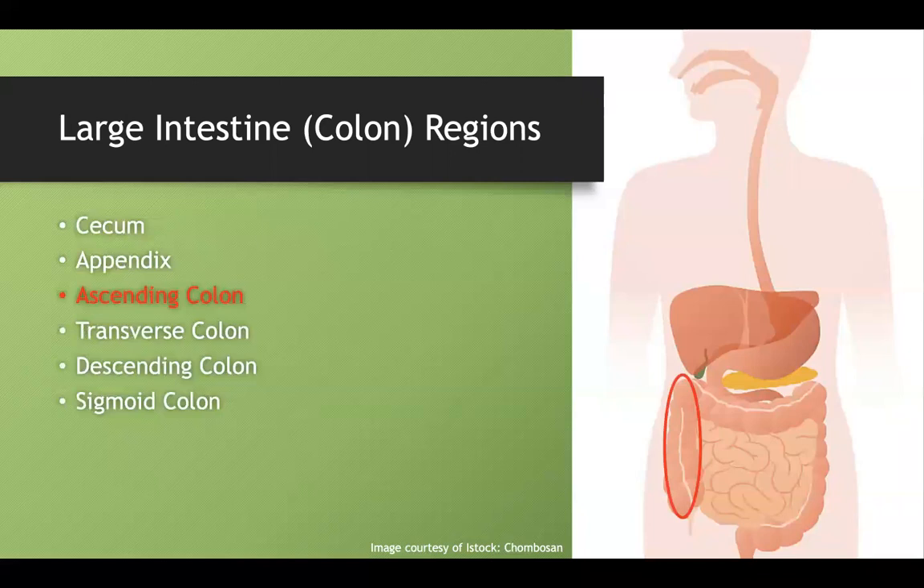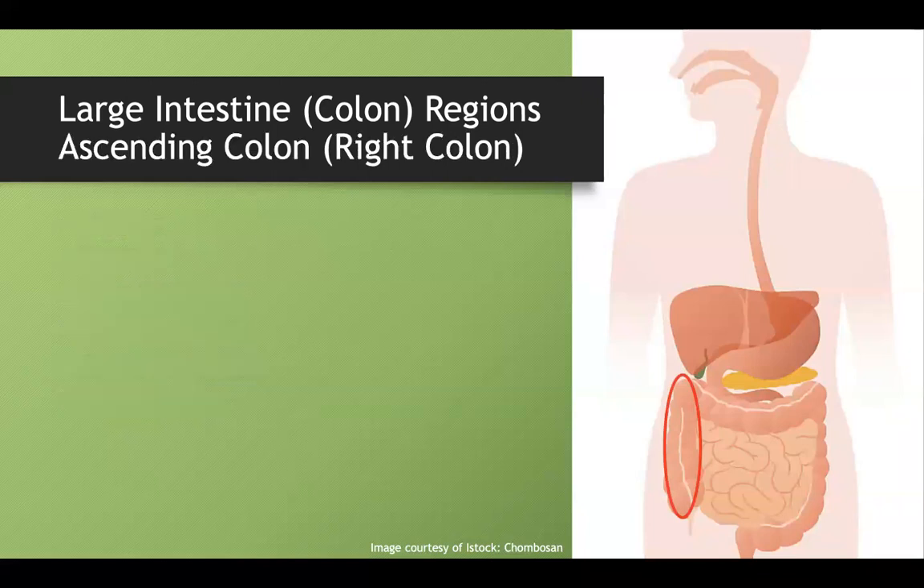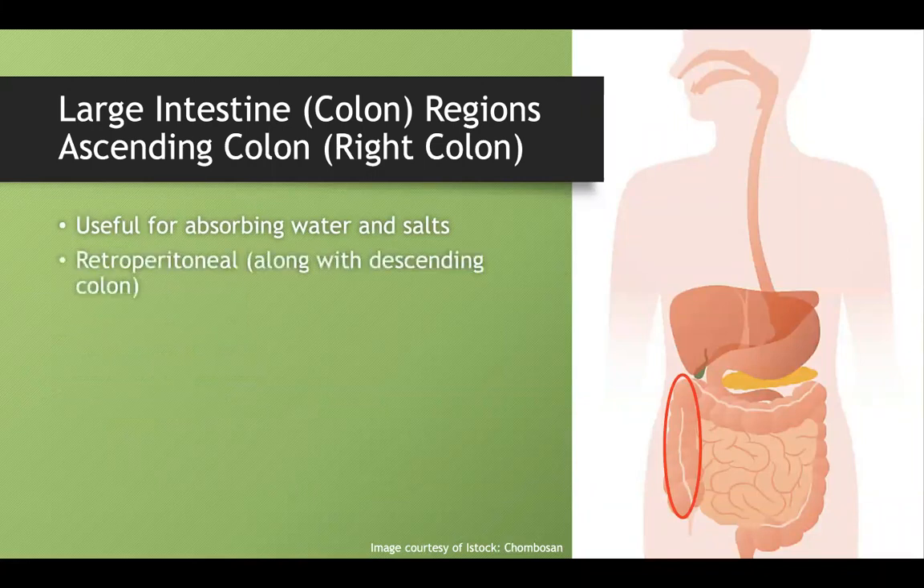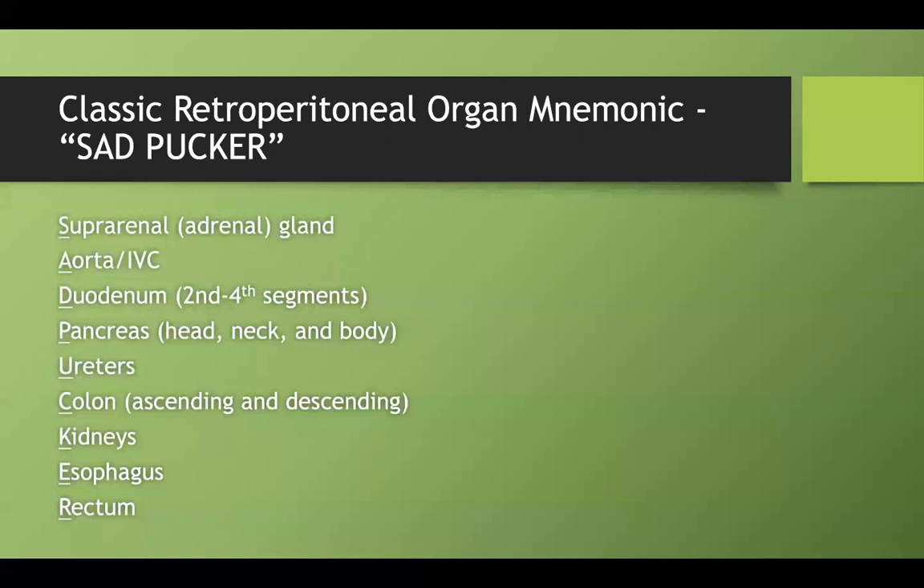In the ascending colon, also known as the right side of the colon, this is useful for absorbing water and salts. I want you to remember that this region of the colon is retroperitoneal. And if I go back to this slide from our GI intro when I talk about intraperitoneal versus retroperitoneal, I just want to point out that in the colon, the ascending and descending colon are the two retroperitoneal structures.